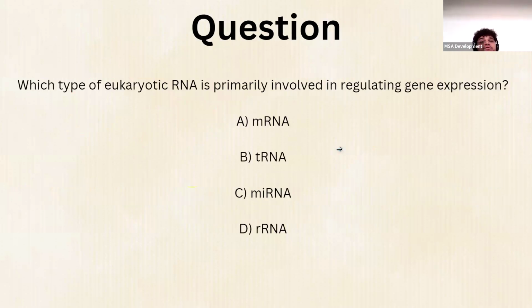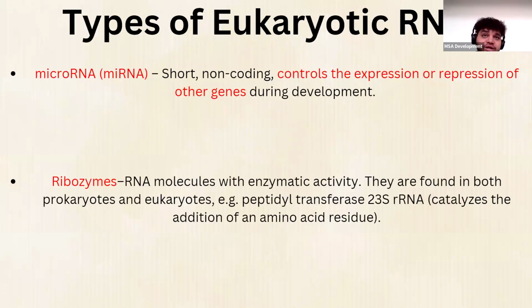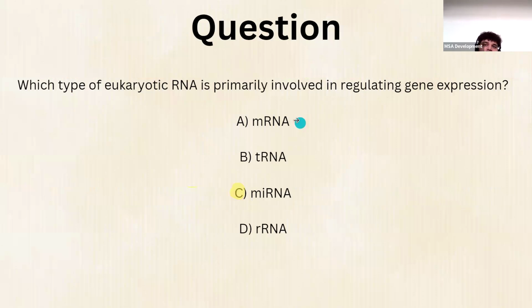Moving on. Which type of eukaryotic RNA is primarily involved in regulating gene expression? So, what's the keyword here? This is how you solve the exam. First off, we said eukaryotic, right? Okay. RNA, regulating gene expression. So, what type of RNA? Sorry, I'll give you guys 5 seconds. So the correct answer is C. If you go back, it's literally written for you in red. miRNA controls the expression or repression of other genes. Okay, these are the small details that you guys need to focus on, the keywords.